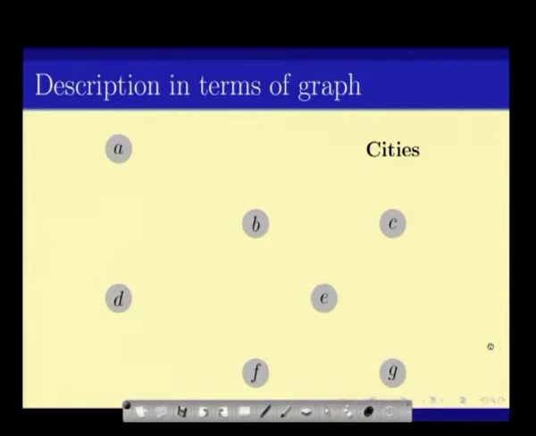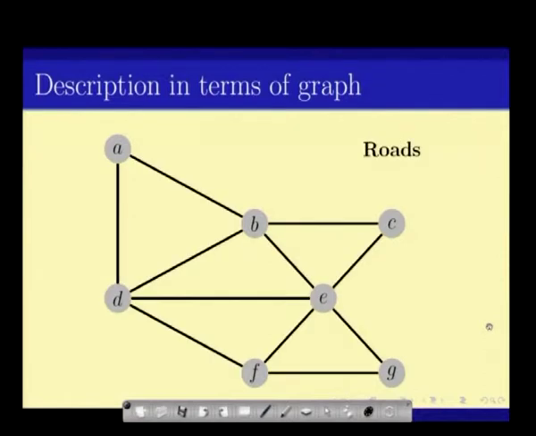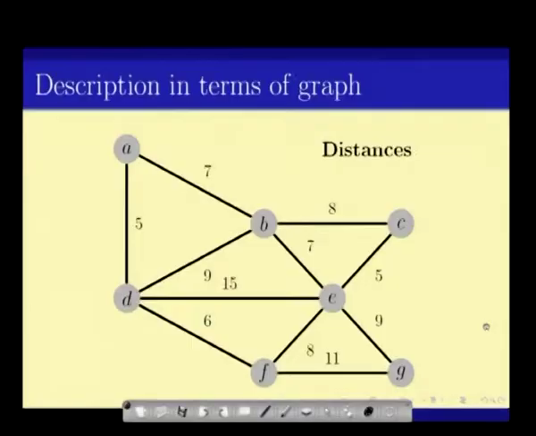So, for our problem, let us consider that we have these 7 cities A, B, C, D, E, F, G. Between each pair of cities we can have a path or no path. If there is a road from A to D, we draw an edge between A and D, and we can also put some weights on these roads depending on the distances. Thus we have these distances between cities. This describes the whole instance of the problem.